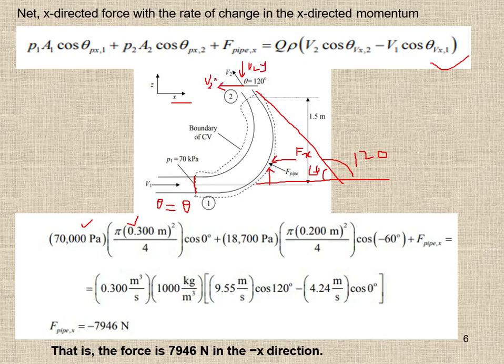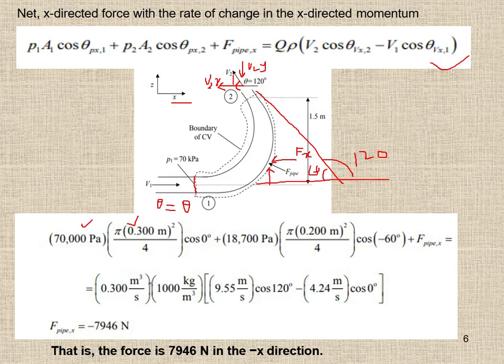So v2x is negative. If this is theta, this is 60 degree, so this will become cos 60 degree, minus. So we'll take it minus here, and cos minus 60 degree is equal to minus cos 60 degree, so this will become minus, equal to Q rho.